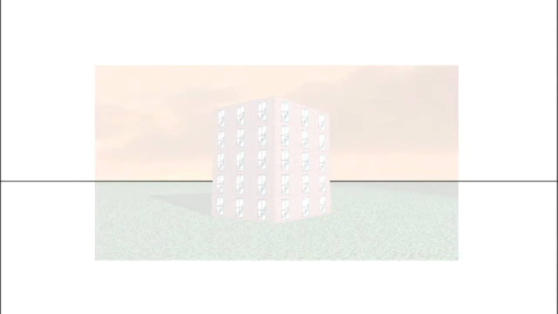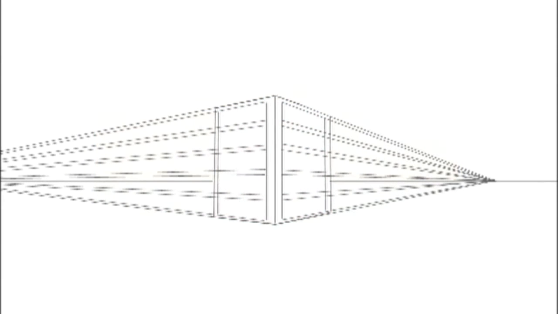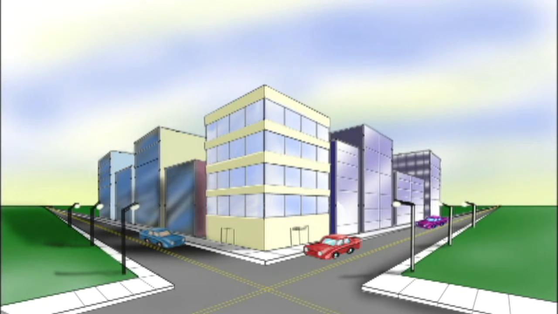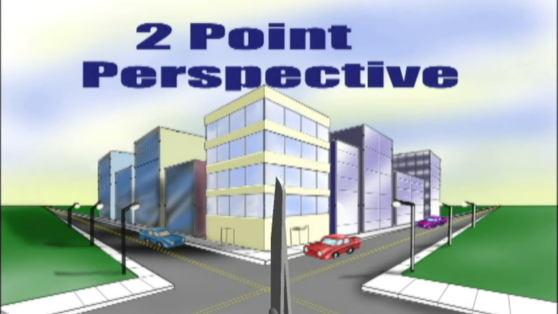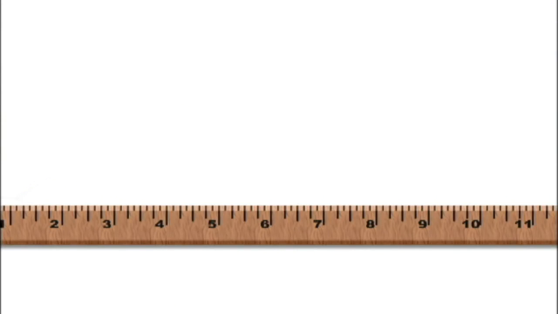Now notice that the top and bottom of the building on one side are parallel and go to this vanishing point. And the parallel lines on the other side of the building go to the other one. Let's draw a simple street scene by using 2-point perspective. Always start by locating your eye level or horizon line to find your 2 vanishing points.